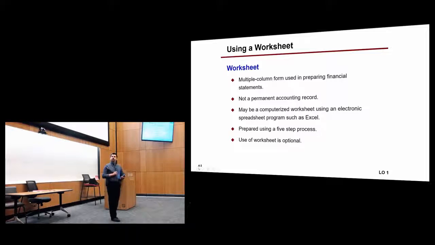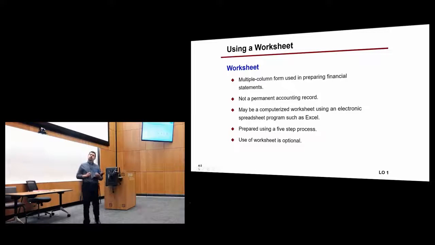Okay? So, you have to understand that this is not a permanent accounting record. What do we mean by that? This is not a journal. This is not a ledger. This is simply a working tool, a tool that is used to prepare the financial statements. And you can also use it to prepare the adjusted trial balance.